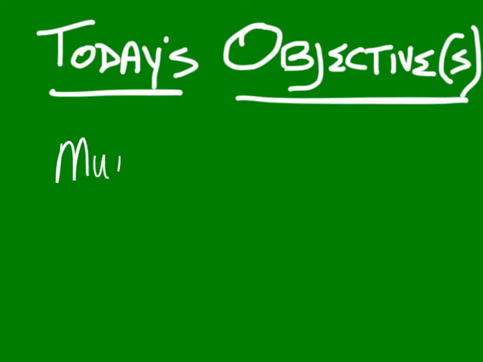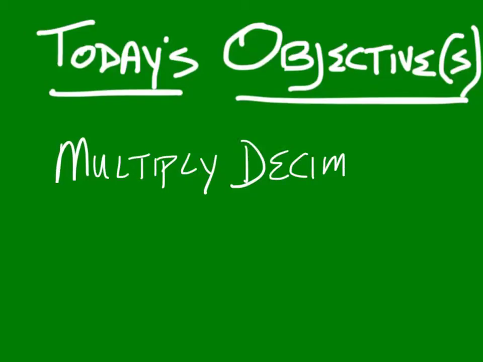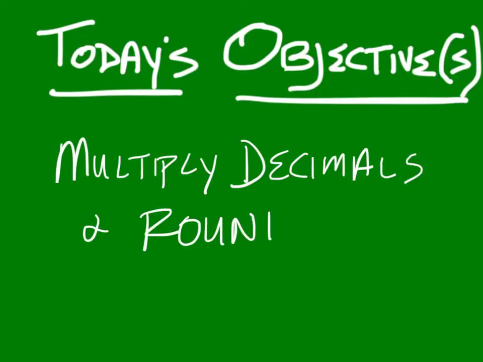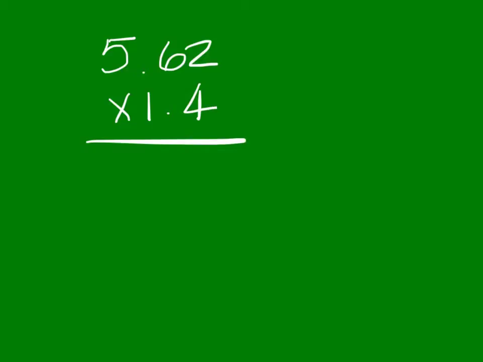Today's objective is to multiply decimals and round. Here's example number 1. We want to multiply 5.62 times 1.4. Now to multiply these two together, you got to start with this and then multiply it by 2, 6, and 5, going this way.